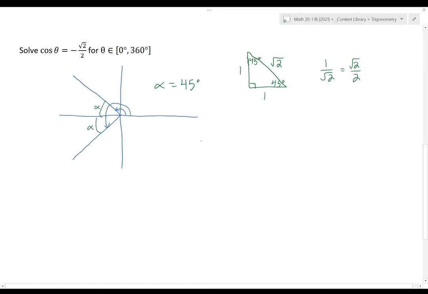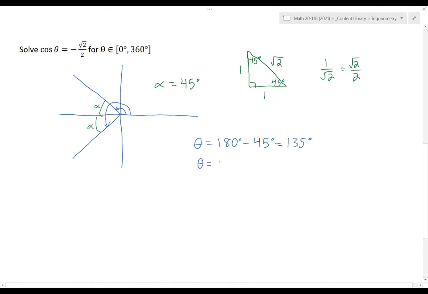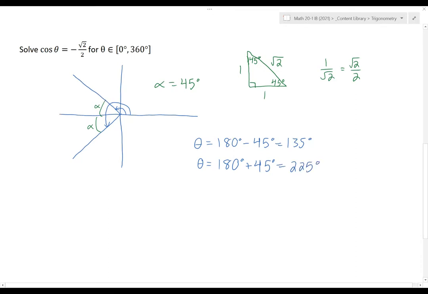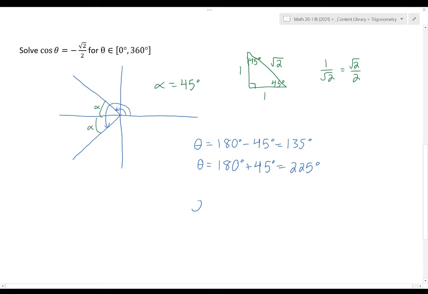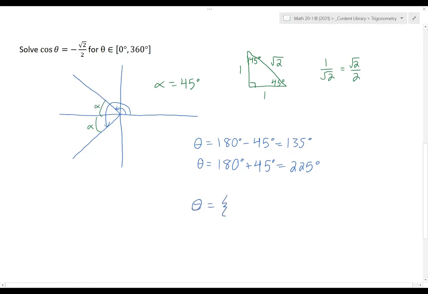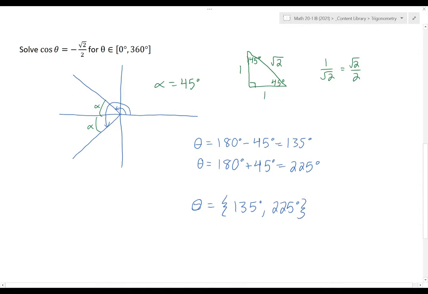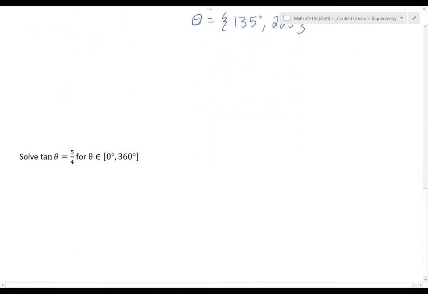So for the angle in quadrant 2, it's 180 degrees minus the reference angle, which would be 135 degrees. And for the angle in quadrant 3, it's 180 degrees plus the reference angle, so 225 degrees. So between 0 and 360, the cosine of theta will be -√2/2 if we have theta equals 135 degrees or 225 degrees. So we're going to do one final one that isn't in a special triangle.